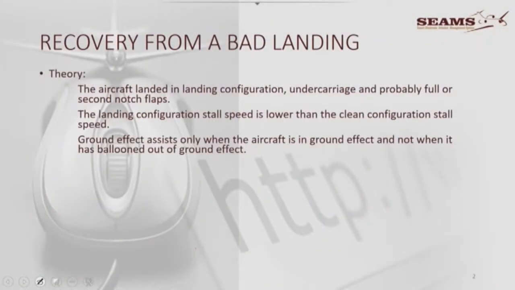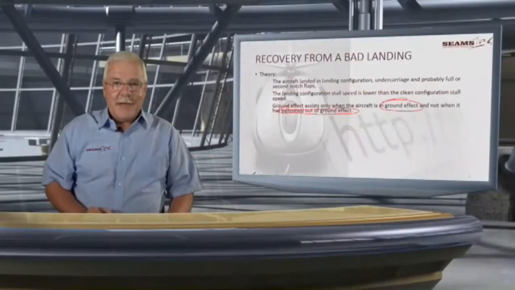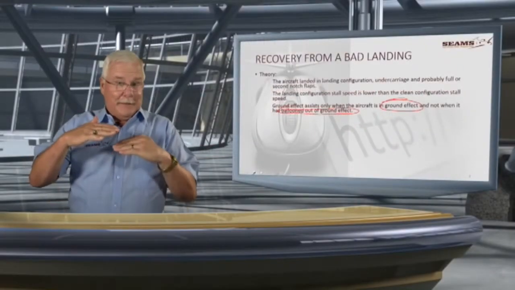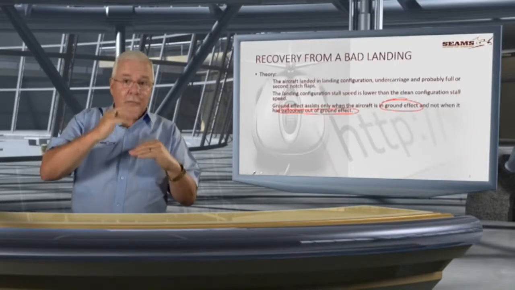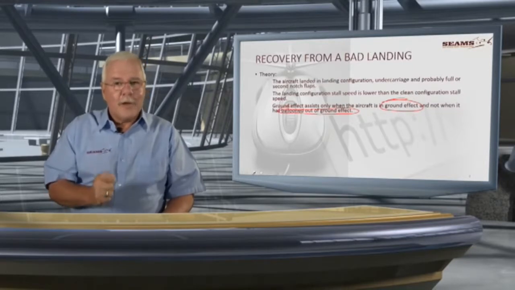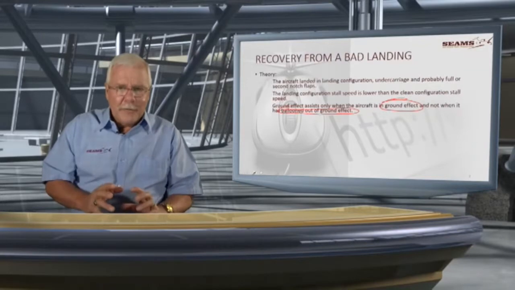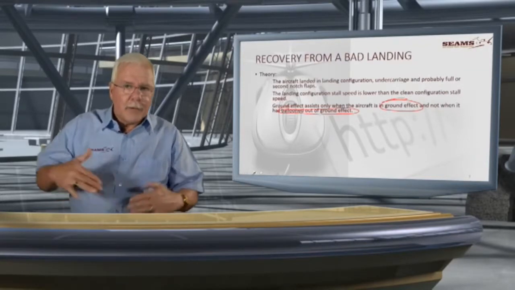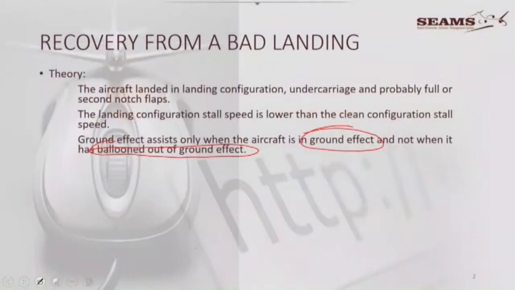Then, ground effect assists only when the aircraft is actually in ground effect. If it's not in ground effect, then it has ballooned out of ground effect. And that is the normal stuff. We're coming in and you hold off too much and she balloons. The moment that you balloon, you're actually losing ground effect. So ground effect can only be effective when you are close to the ground. I'm not going to get into the formulas of that. You know what I'm talking about. Here we would land, we just balloon out of that and immediately the capabilities of the machine actually change.